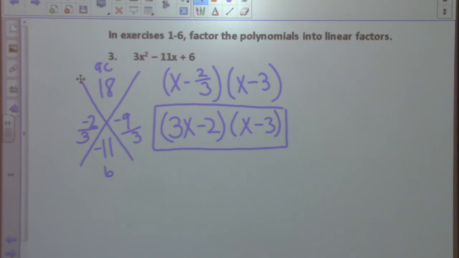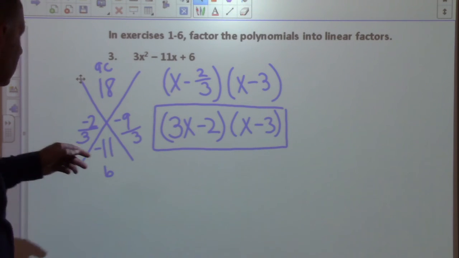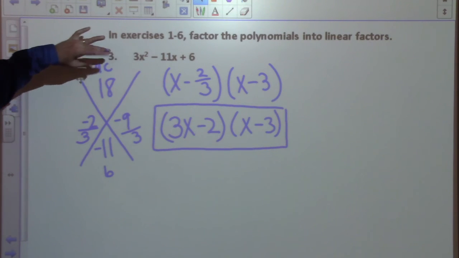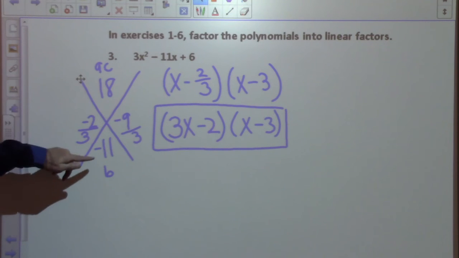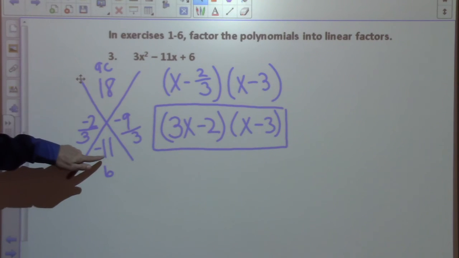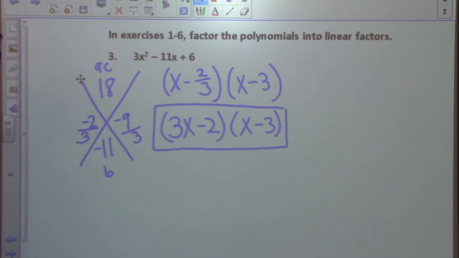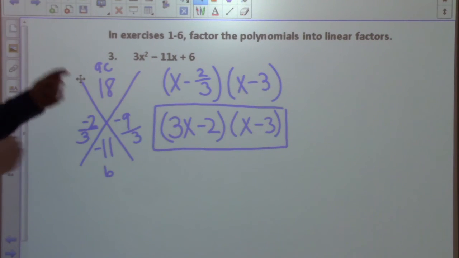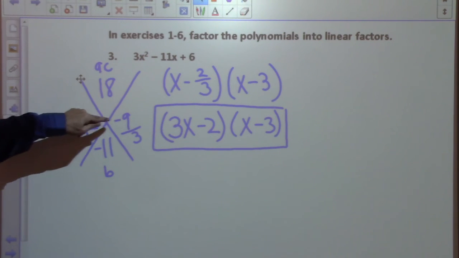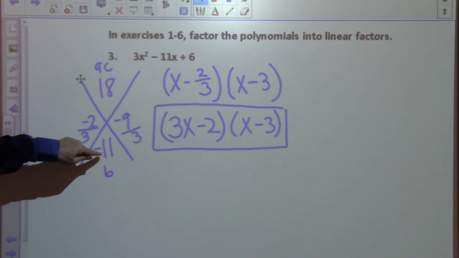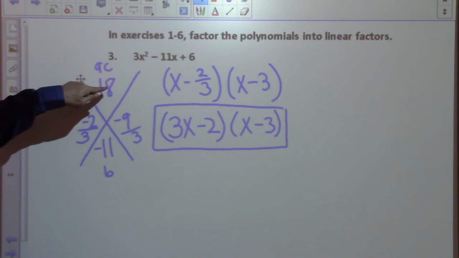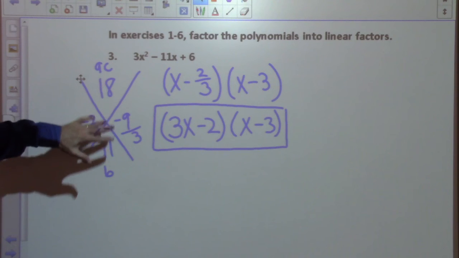It's better than the writing I would have done. I didn't hear her talk while she did her excellent work. But here you have AC, and that goes up here. So AC goes here, B goes down here. And then you ask yourself the same question: what two numbers do you add together to get negative 11, but multiply together to get 18? And so that's what she did.